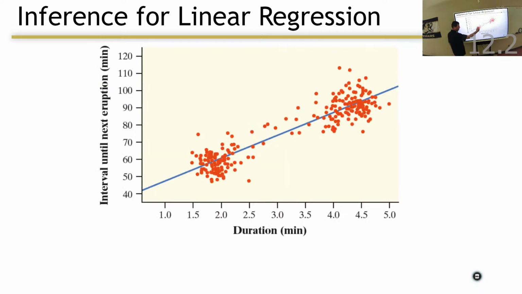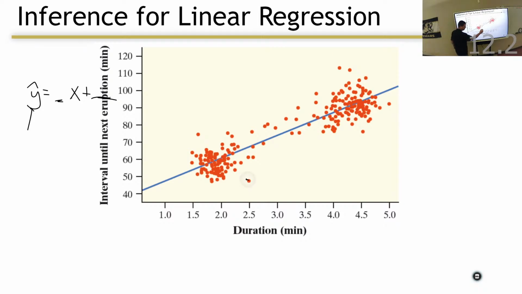So there's a bunch of eruptions right here that were the duration of about 2 minutes. There were a bunch of eruptions over here around 4.5 minutes. There were a couple in between, but there are 2 big clusters. We have that least squares regression line, the line of best fit. Okay? We know that the line of best fit is some y hat equal to some value times x plus some value, right? This being the slope and this being the y-intercept. And of course, the y hat is the interval until the next eruption, and x is the duration time. Again, just soak all that stuff up.